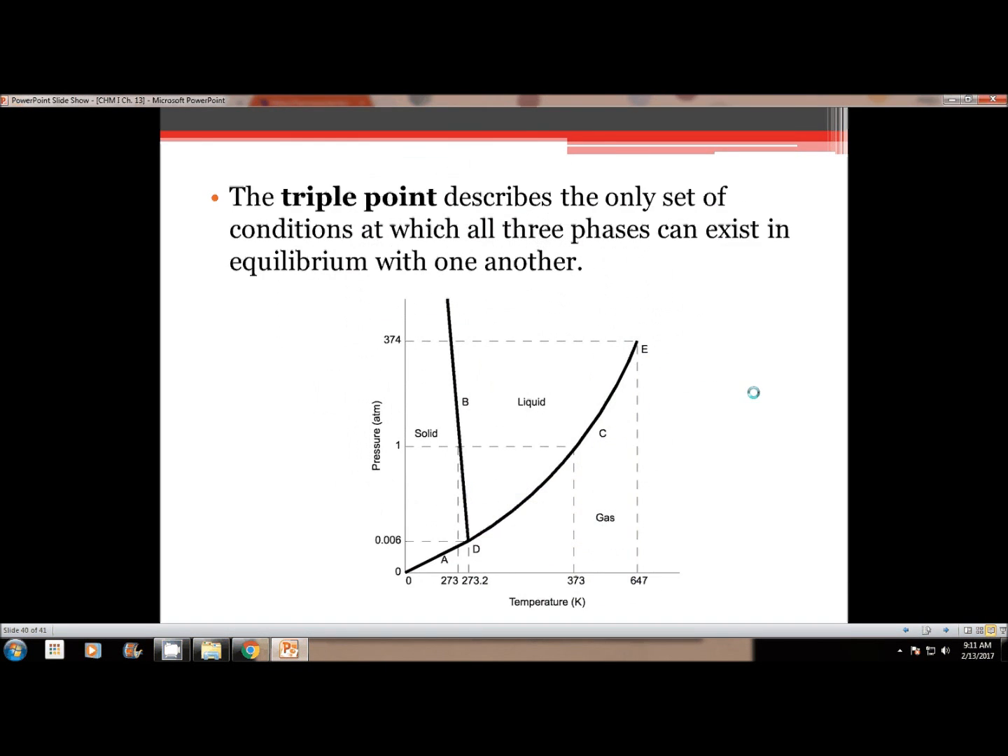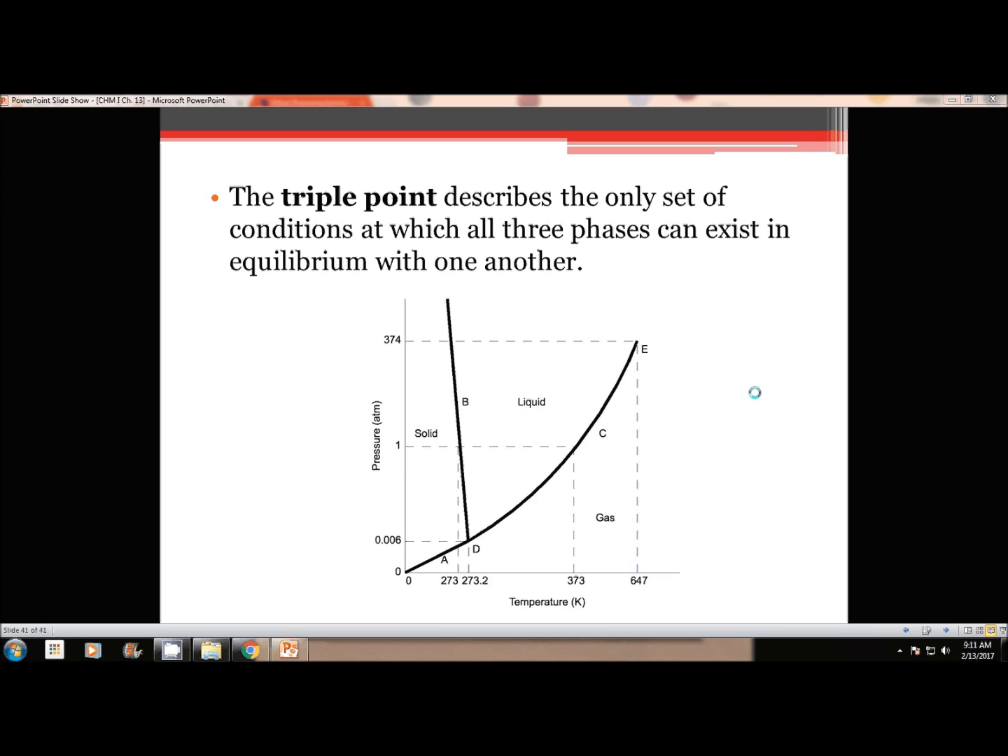I'm almost done. So the triple point is something that's super important on here. So I think this is the one that looks like your notes, right? Yeah. Where solid, liquid, gas. The triple point is the point at which all three phases are in equilibrium with each other. So you can actually have all three existing at the same time. So the triple point is where they are all connected. Okay? So that right there is our triple point.